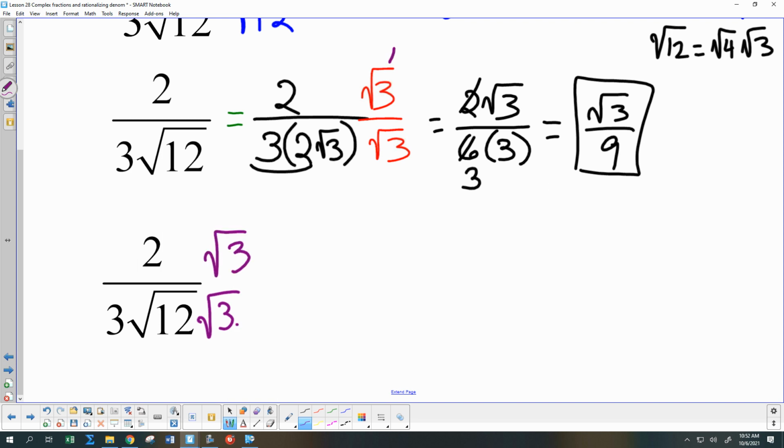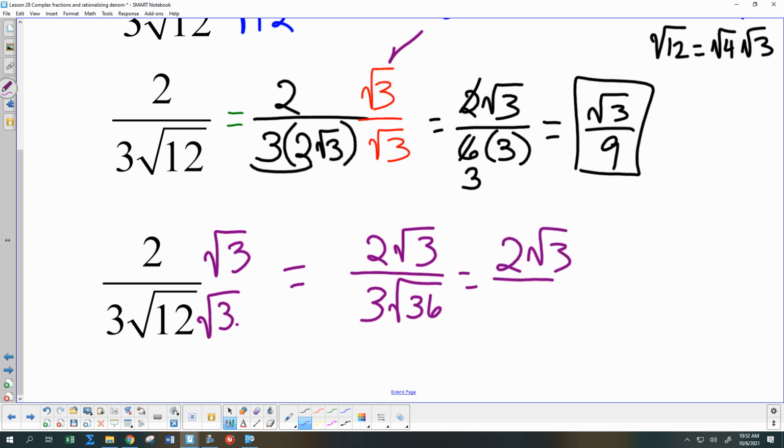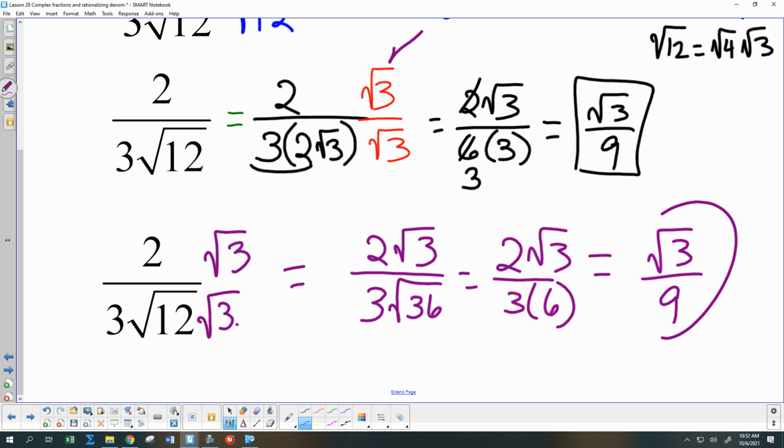Basically the same thing I'm multiplying by right here. But then I could say 2 root 3 over 3 times the square root of 36. So 2 root 3 over 3 times 6. 2 over 18 is 1 over 9. So once again, I get root 3 over 9. And all of those ways are correct. It's just whichever way makes more sense to you. Our brains all work a little bit differently sometimes with our first ideas. Anyone with questions for me?